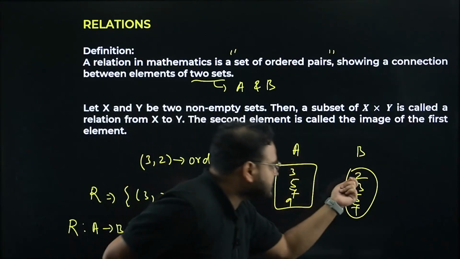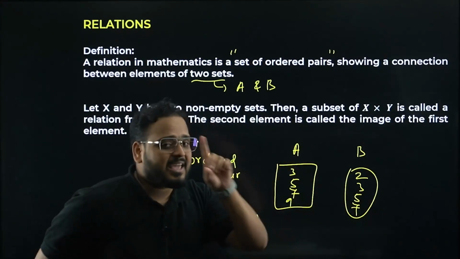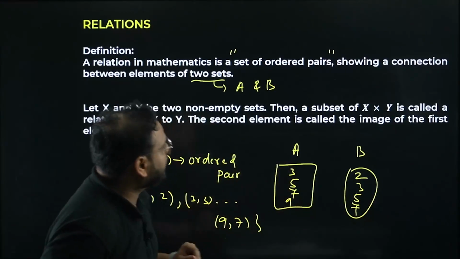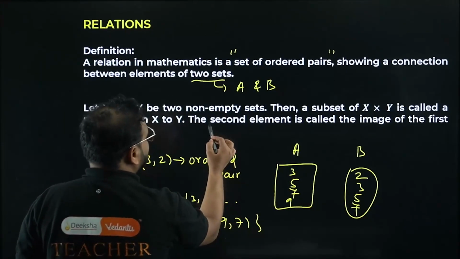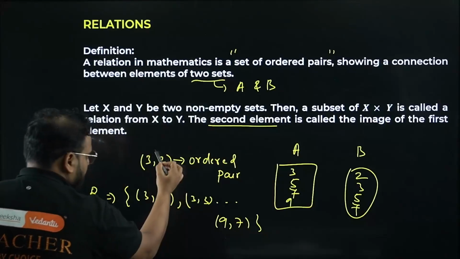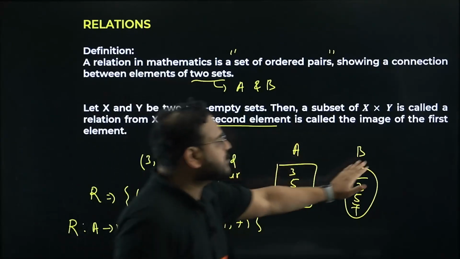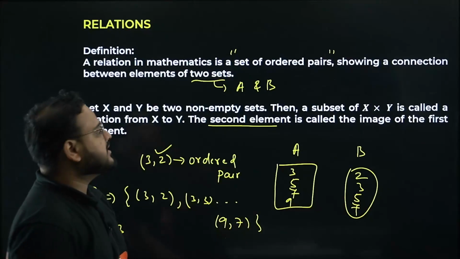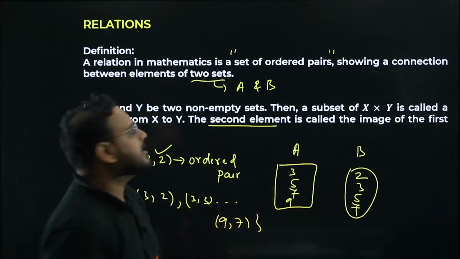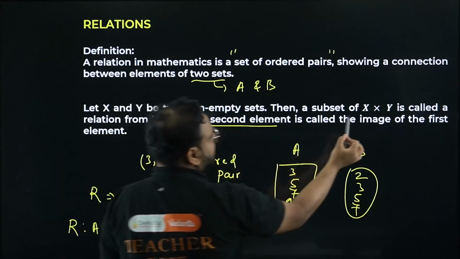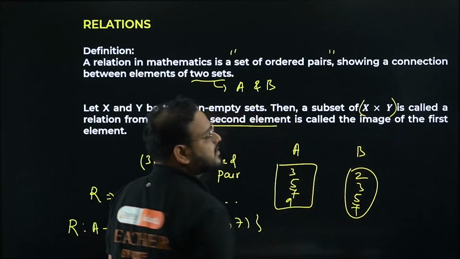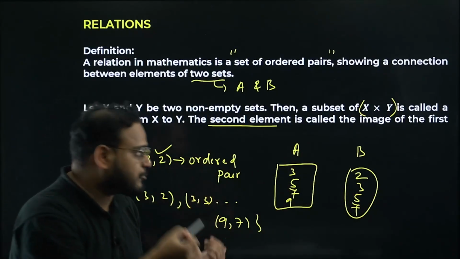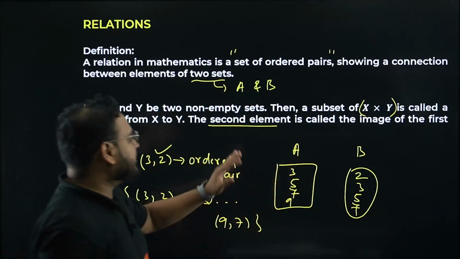Also, these elements in the set B are called the images of the elements in set A. This second element in the ordered pair is called the image of the first element from the set A. And how do we define it? A relation is a subset of X cross Y. What is X cross Y called, sir? X cross Y is nothing but the Cartesian product of the sets X and Y. Over here I have taken A and B, right?